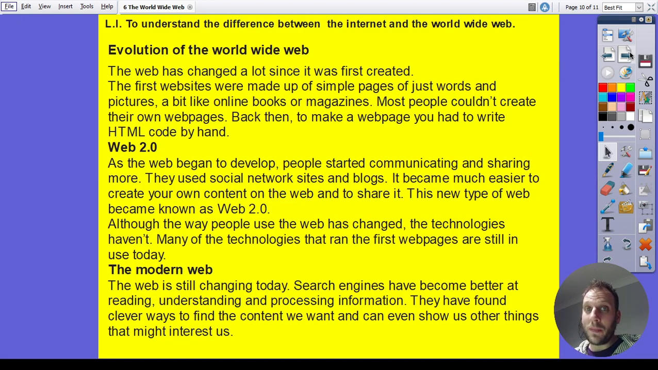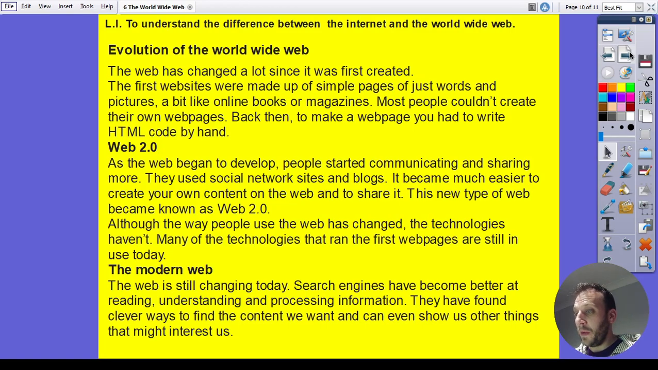But since then, we've had Web 2.0. As the web began to develop, people started to communicate and share more. They used social network sites and blogs, and it became a lot easier to make your own content on the web and to share it. This new type of web became known as Web 2.0.